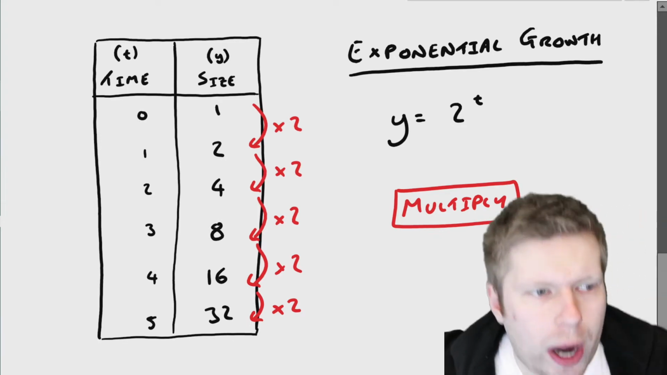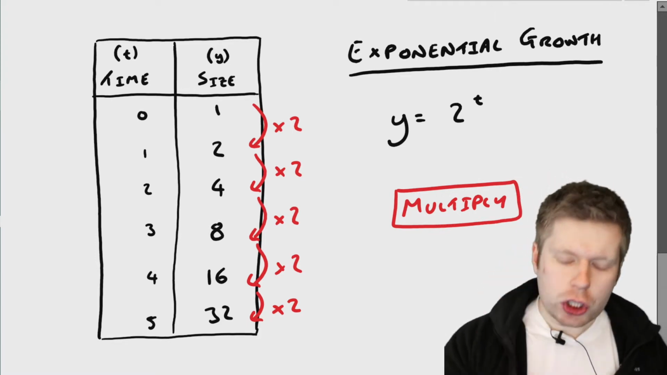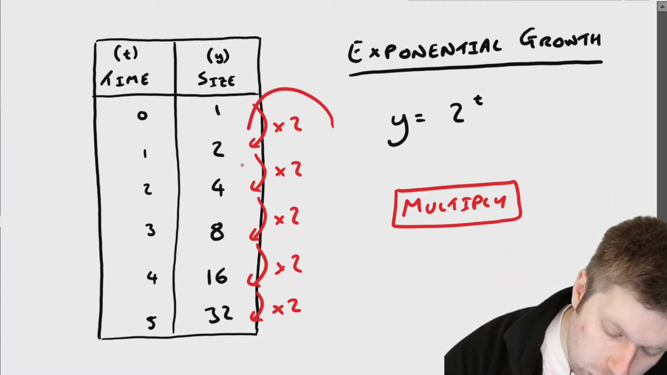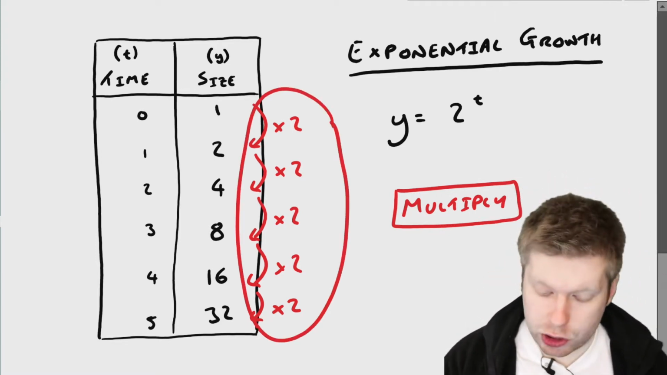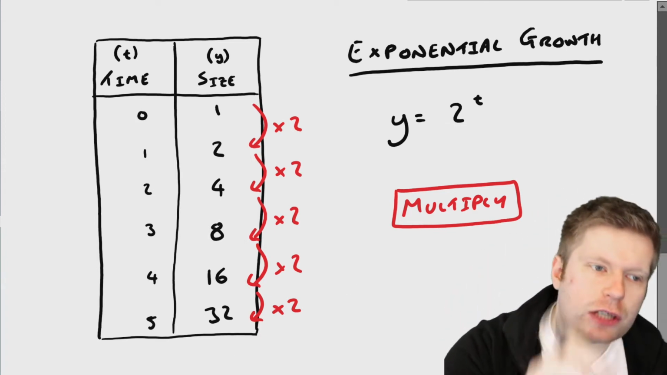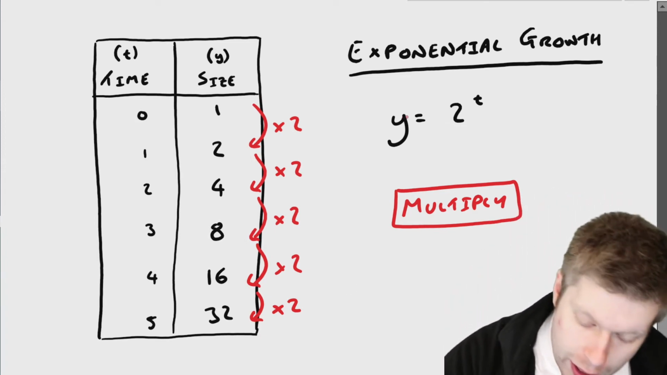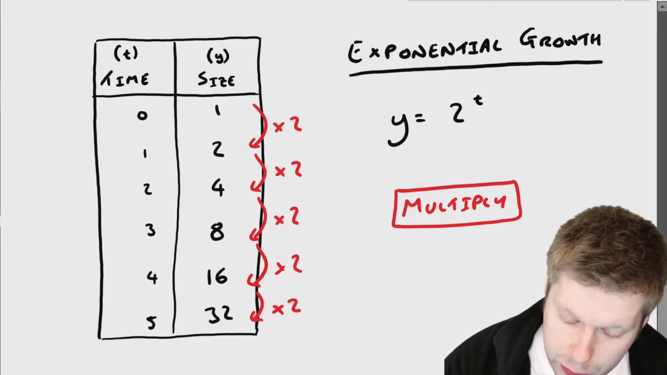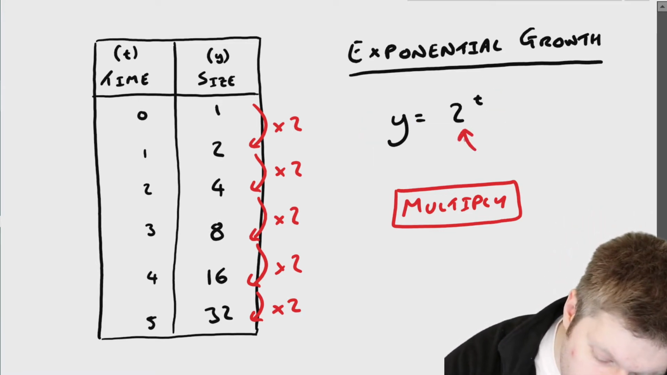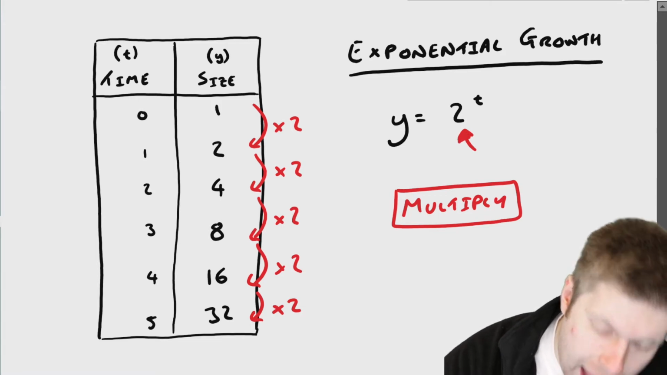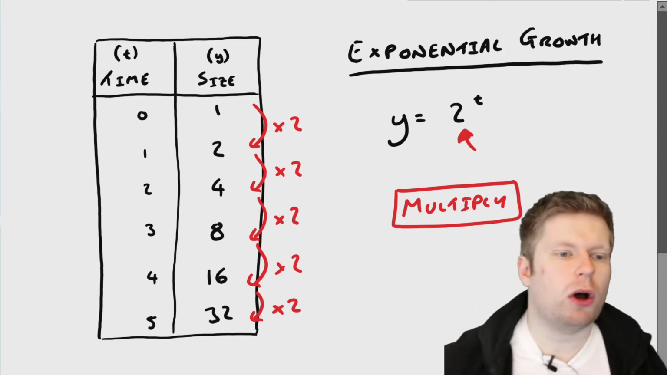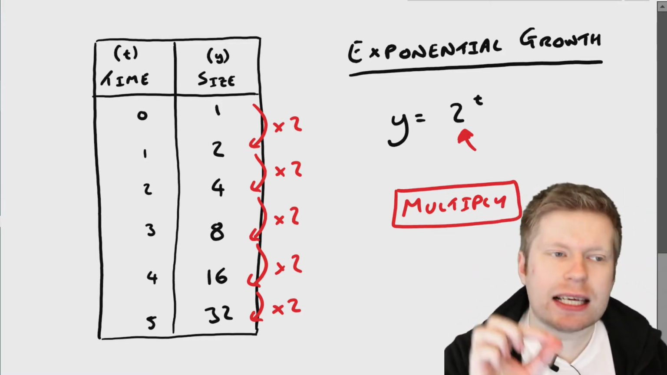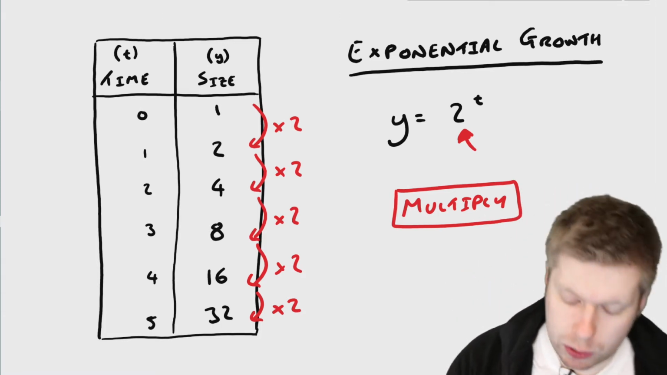Now let's bury into this equation a little bit deeper, because do you notice that the thing which we're multiplying by every single time, in this case 2, is buried within this formula? Have a look. This is my size and this is my time. So do you notice that buried within this formula, we have the growth rate? So that 2 there, that little base of the t, is what we're going to be multiplying by every single time.